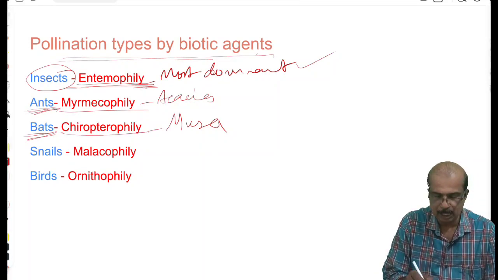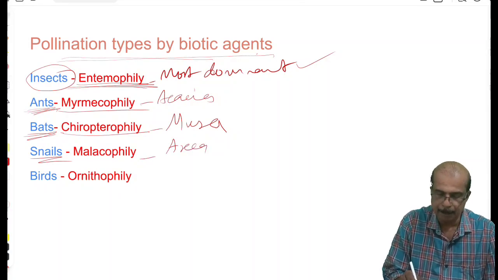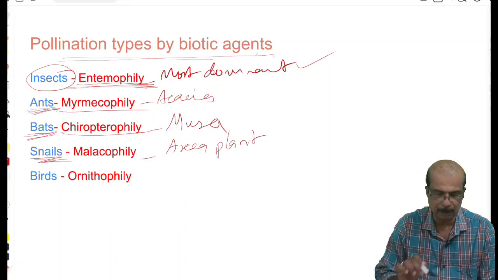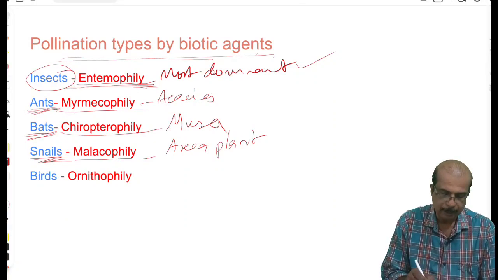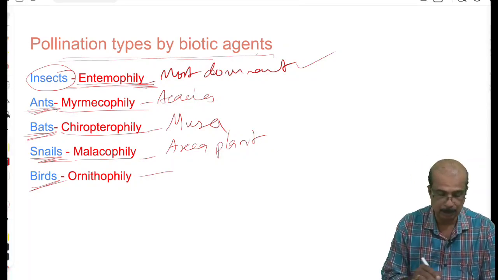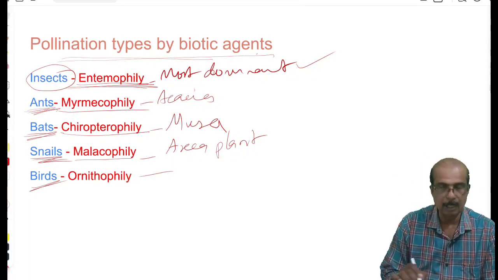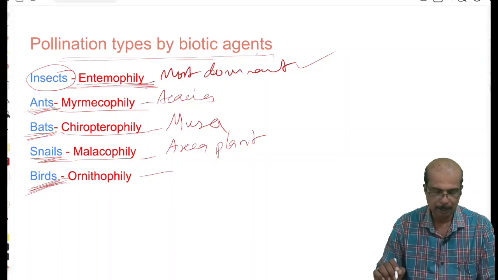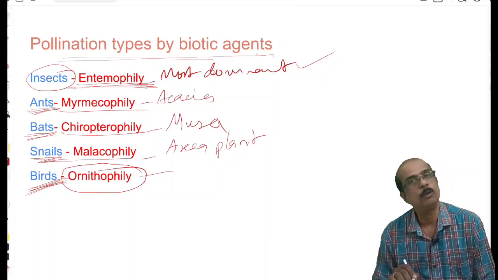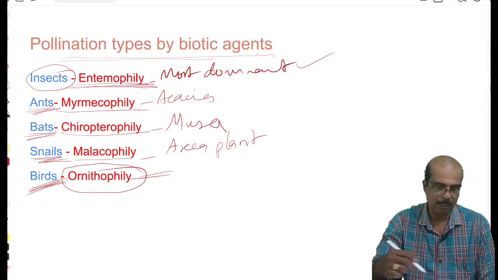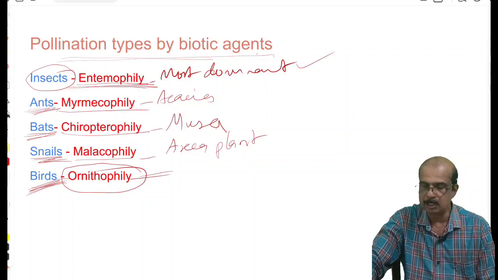Sometimes snails, as in the areca plant, are pollinating agents, and the pollination is termed malacophily. Birds are also pollinating agents, such as hummingbird and sunbird. Such small birds act as pollinating agents, and if the pollination is performed by birds, it is called ornithophily. You can collect various pictures regarding these different types of pollinations.